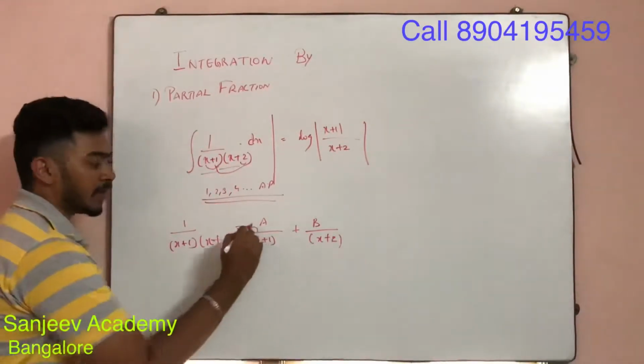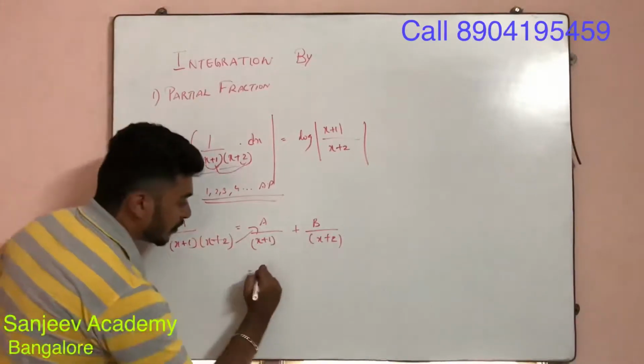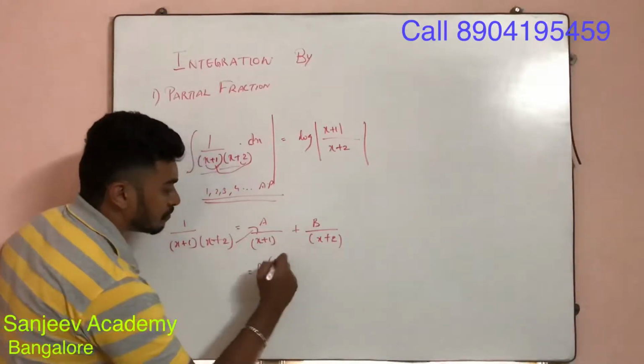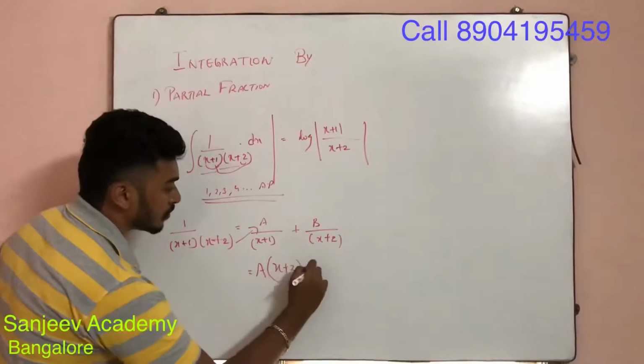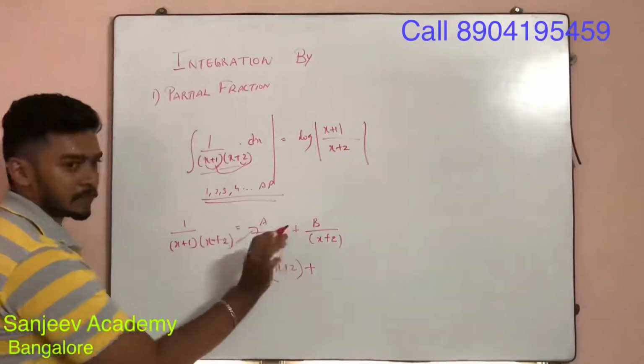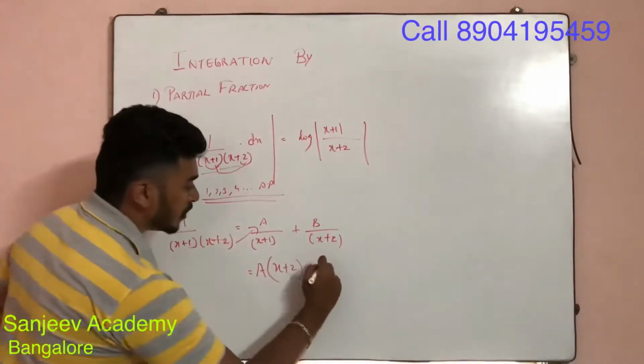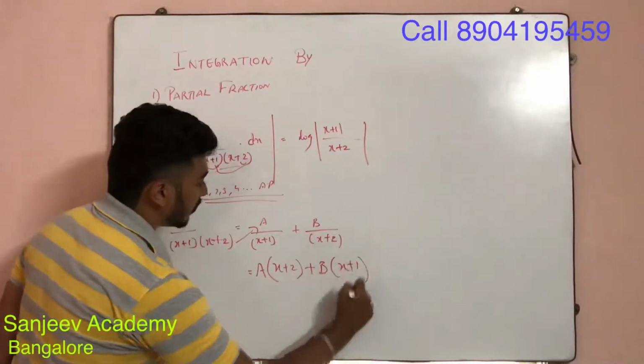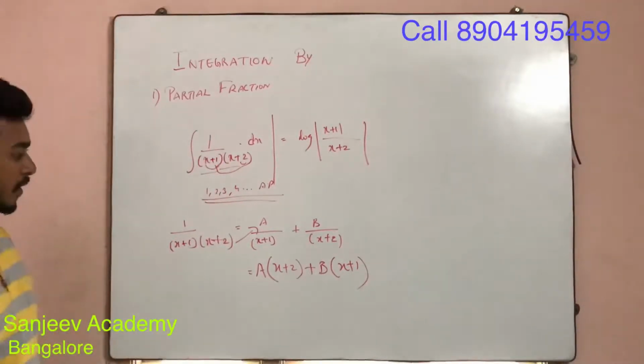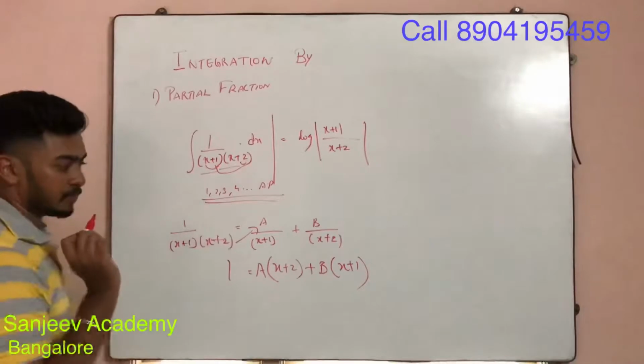Now do the cross multiplication. That is nothing but A into (x plus 2), because (x plus 1) and (x plus 1) get cancelled, plus B into (x plus 1) respectively. So this is equal to 1.